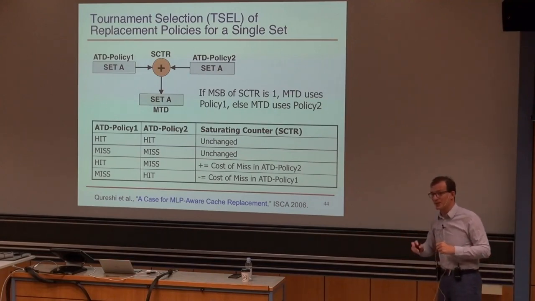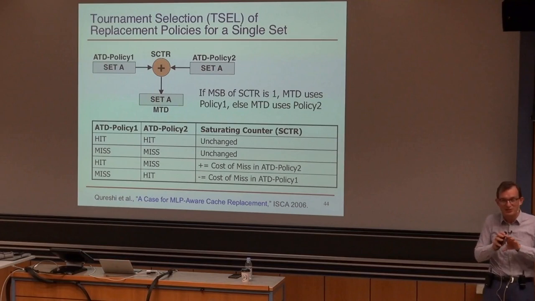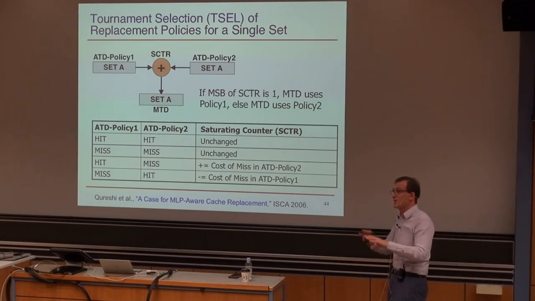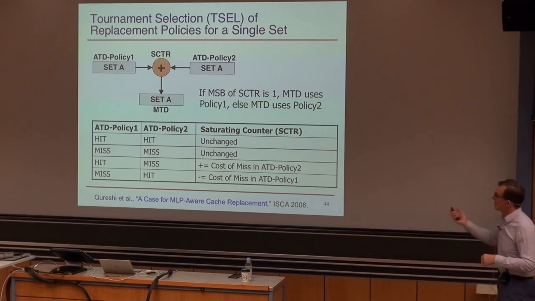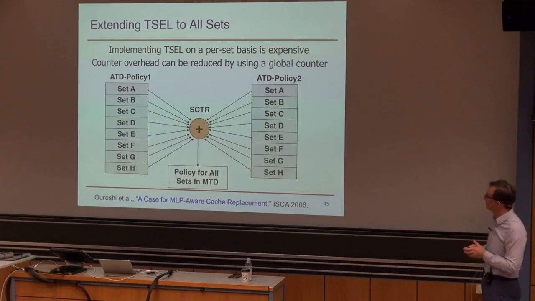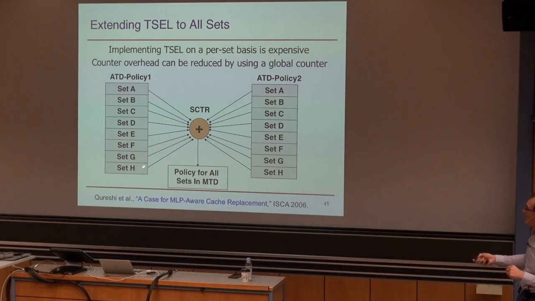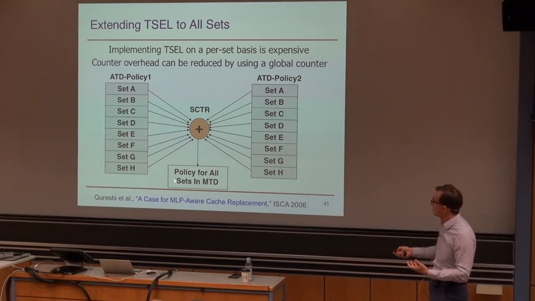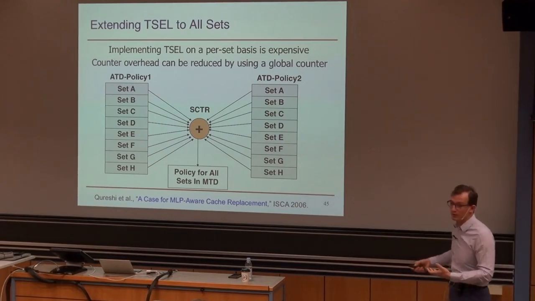But remember, most of the caches today try to distribute the accesses across the sets. So you try to minimize the set thrashing behavior that you see. So maybe it doesn't make sense to actually have a counter on a per set basis. Maybe you have a counter for the entire cache, right? So now you have this auxiliary tag directory for policy one and policy two for all of the sets in the cache. And you have a single counter that's being updated by all of them. And that single counter determines what all of the sets in the cache should follow in terms of the replacement policy.